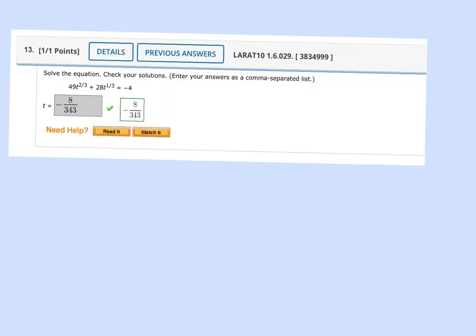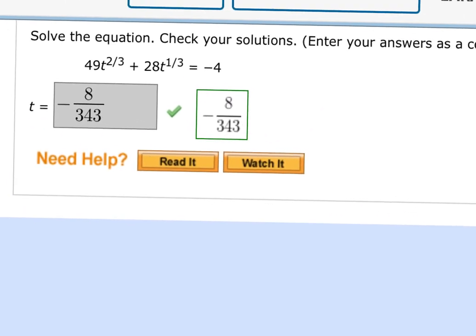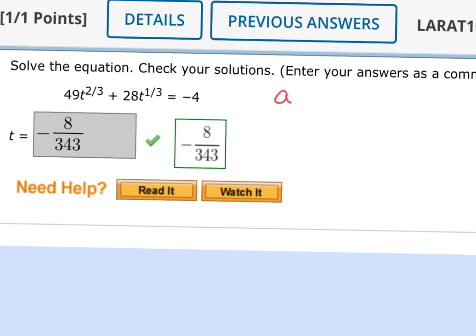Yeah. So 13, right? Because t to the 2/3 is the same thing as t to the 1/3 squared. I would say a equals t to the 1/3. And then I'd get 49a squared plus 28a equals -4.